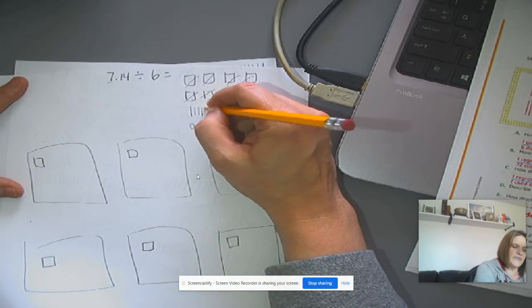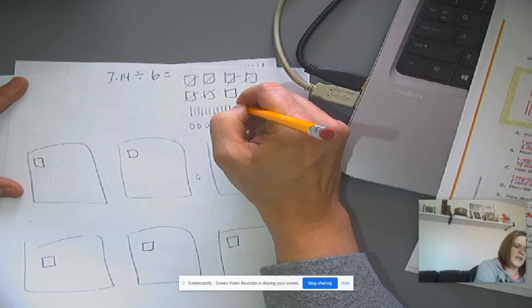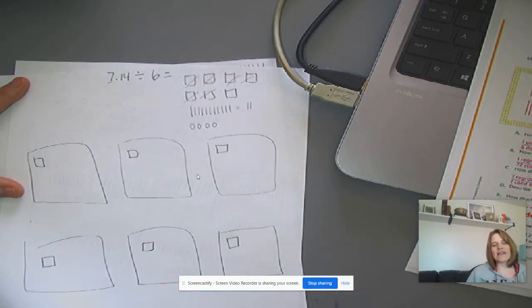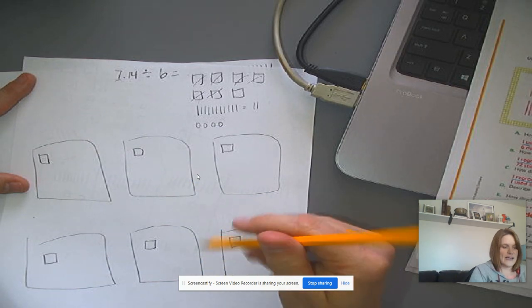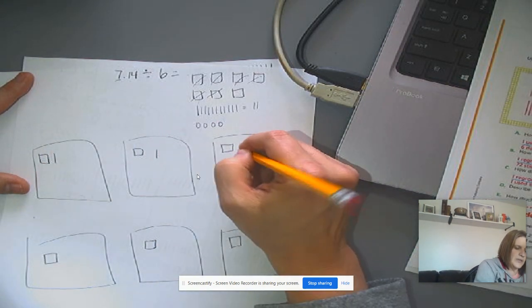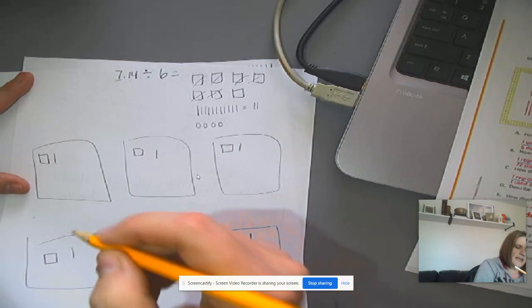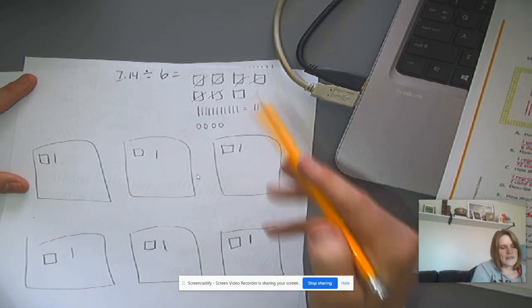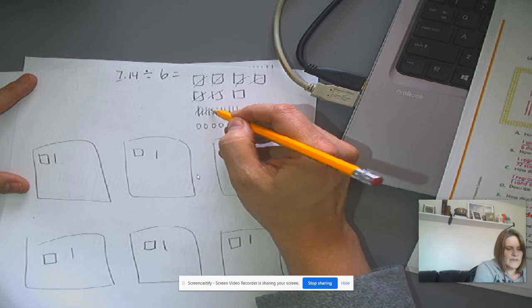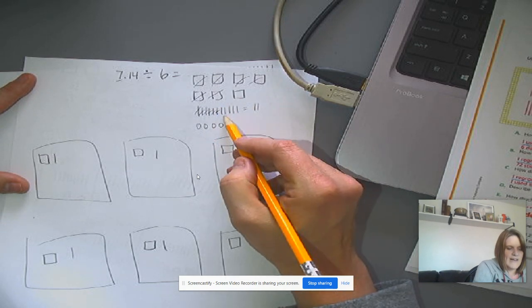So 1, 2, 3, 4, 5, 6, 7, 8, 9, 10, which means I have 11 tenths now that I've got to divide. Do I have enough to divide? I sure do. 1, 2, 3, 4, 5, 6. Do I have enough to go around? So 1, 2, 3, 4, 5, 6. Now I have 5 left over.